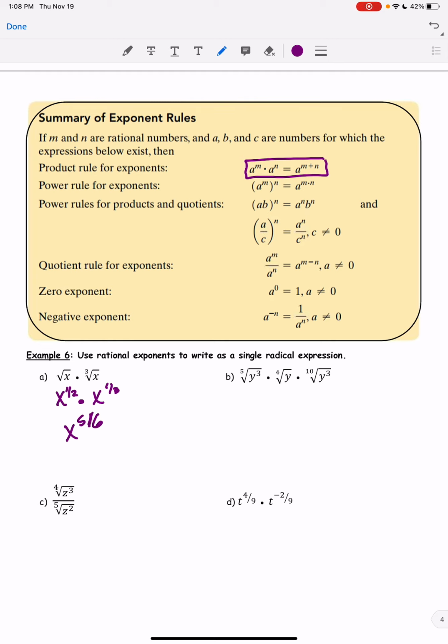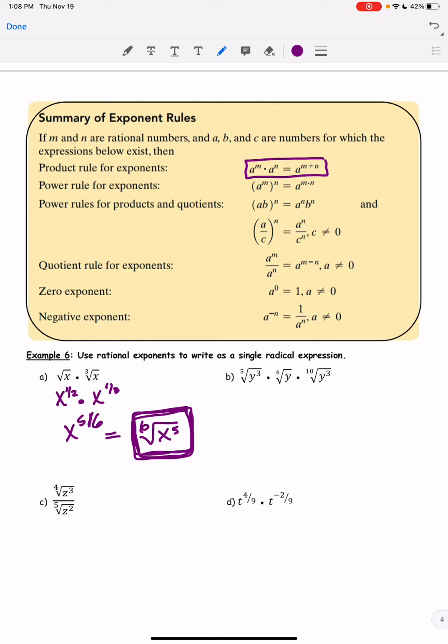And because I need to write this as a single radical expression, now convert it back. So that 5 will stay, that 6 goes around. So my final answer is the 6th root of x to the 5th. So that's kind of cool. Since I can't multiply them in that form, I can convert it into a form where I can.